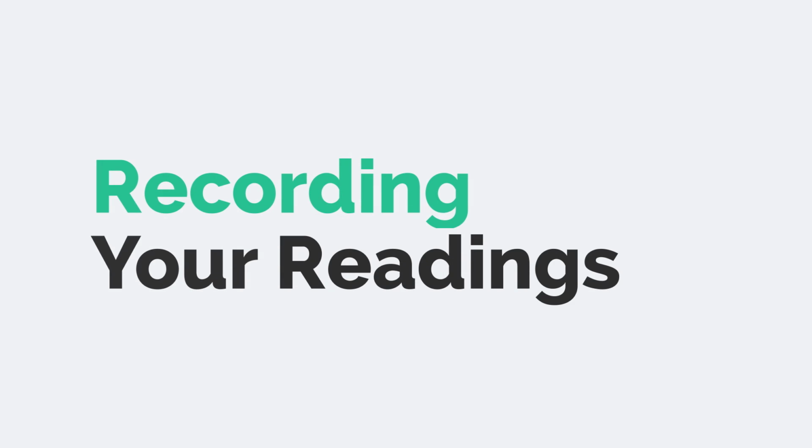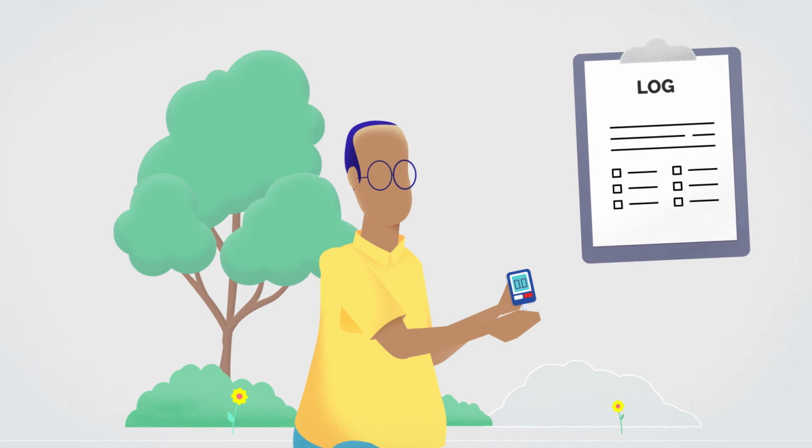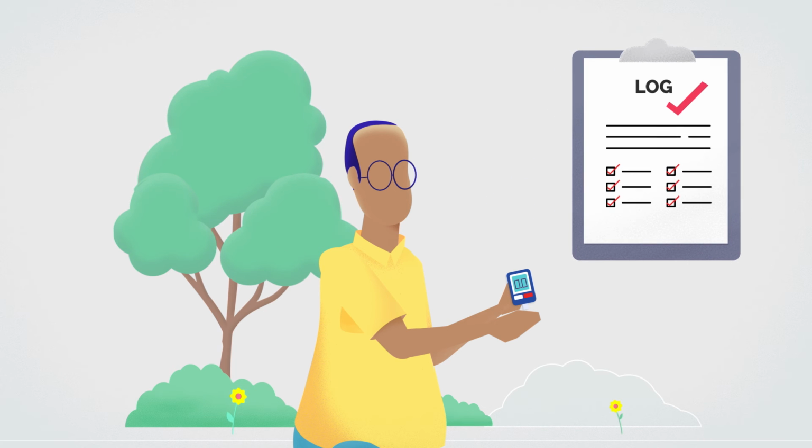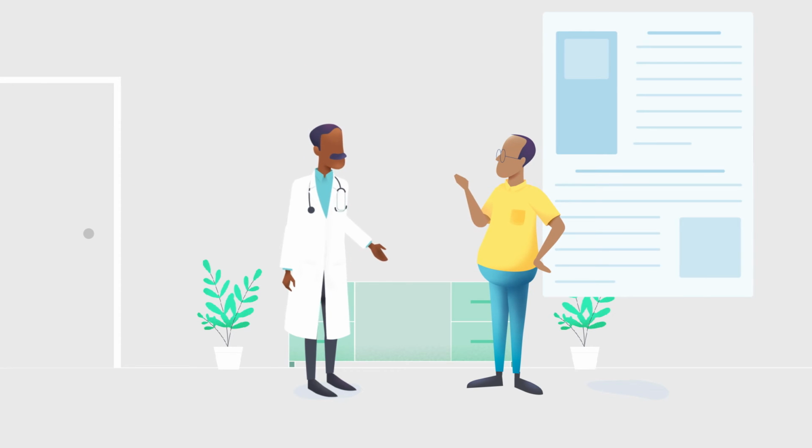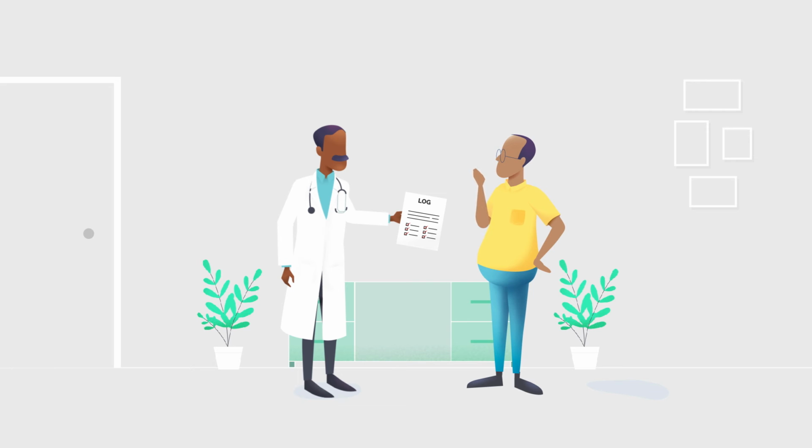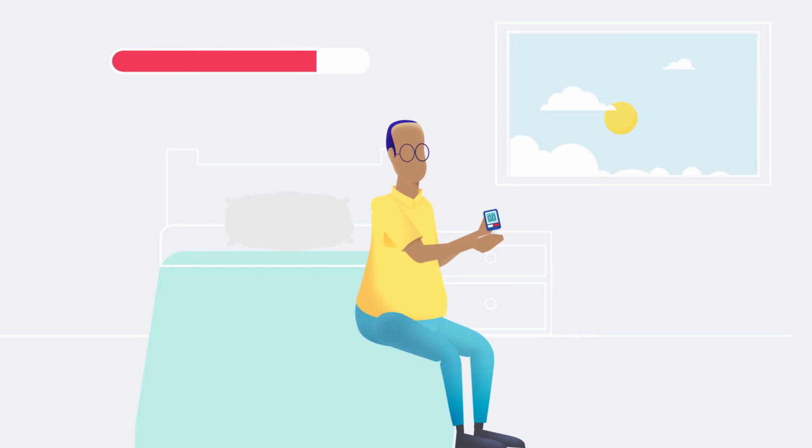Recording your readings. Your blood sugar level will show on the screen. Record it into a daily log and clean your supplies after each test. Make sure to keep your log up to date and bring it to all of your diabetes doctor appointments so your team can determine the best medication and dosing schedule for you.